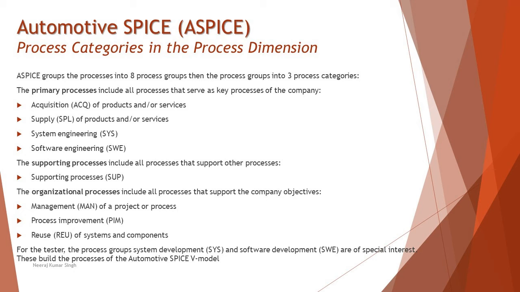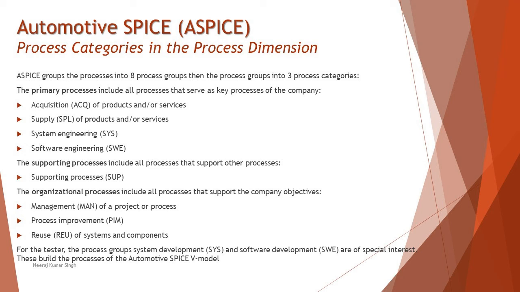So the first one is primary processes. The primary processes include all processes that serve as key processes of the company: acquisition of products and services, in short also known as ACQ; supply of products and/or services, which is again short-form known as SPL, the acronym of supply; system engineering, which is SYS; and software engineering, SWE. The next category is support processes, generally for supporting your process like add-on and additional services, which includes all processes that support other processes. For example, SUP is another one which will help you.